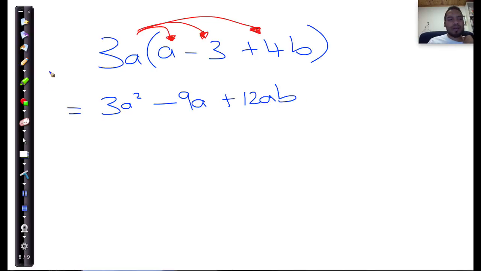And that's exactly what I started out with. Remember, this was products. It was multiplying out products.